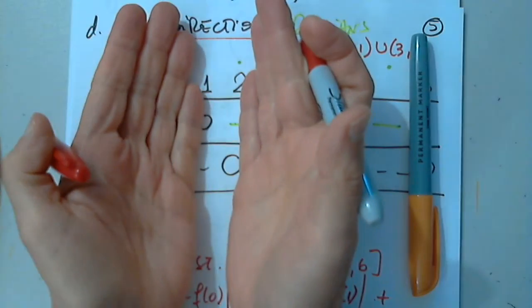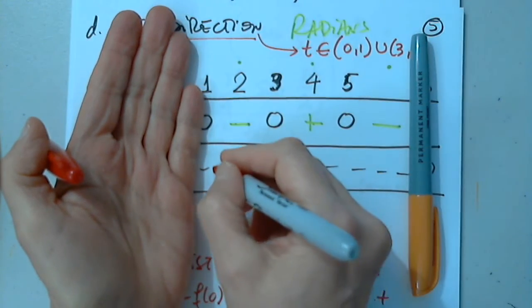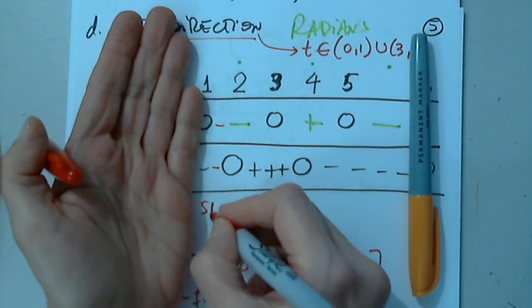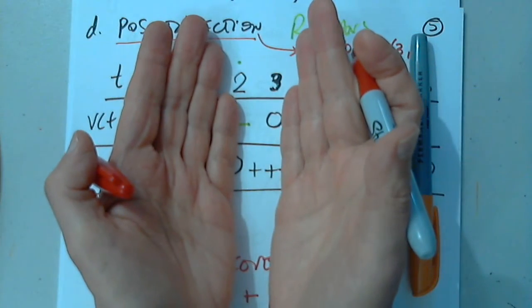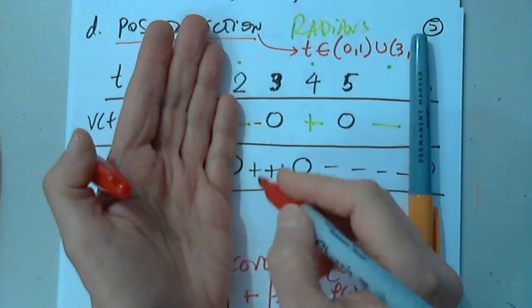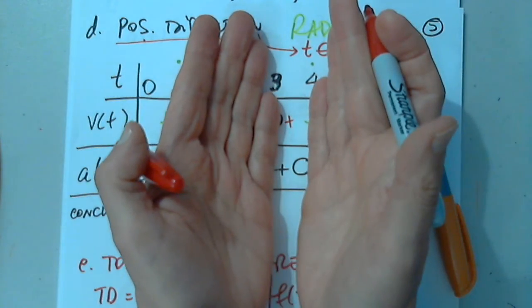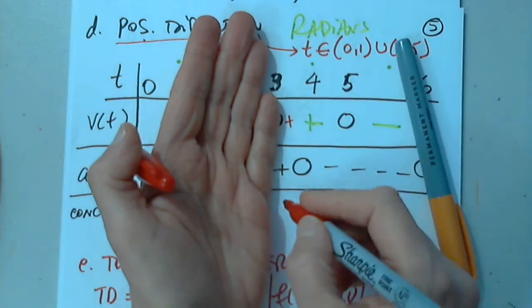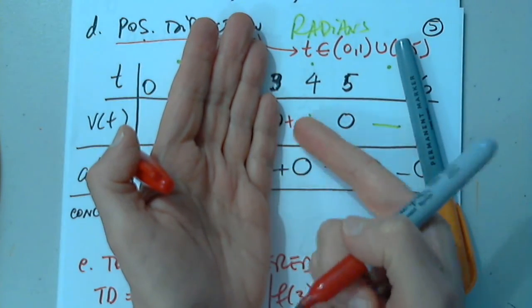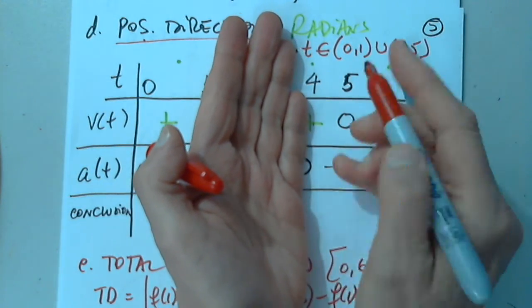What does the particle do between 1 and 2? Speeds up. Yes. What does the particle do between 2 and 3? Slows down. Perfect. What does the particle do between 3 and 4? Speeds up. Yes. Speeds up. Good. What about between 4 and 5?